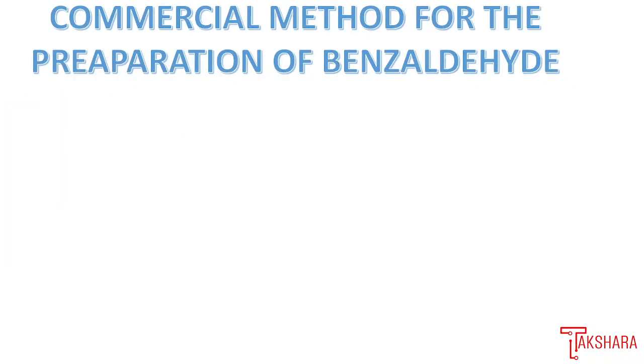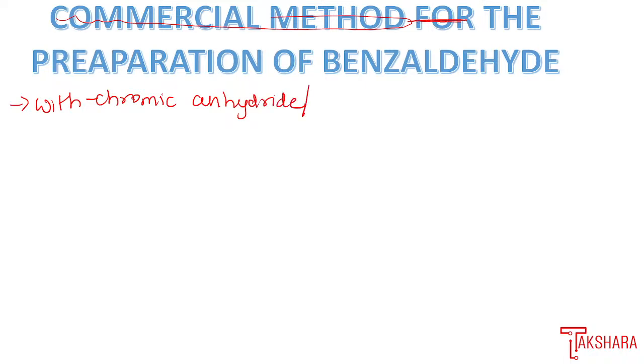And next, we have the preparation of benzaldehyde by using chromic acid anhydride. We already discussed the commercial method. Okay, using chromic anhydride, or also called chromic oxide, represented by CrO3. Chromic anhydride or chromic oxide, we call it CrO3.